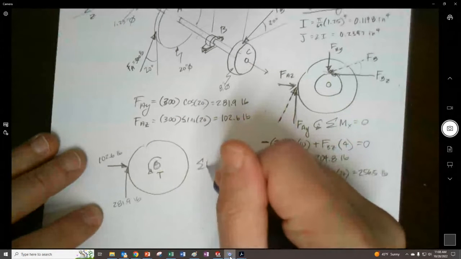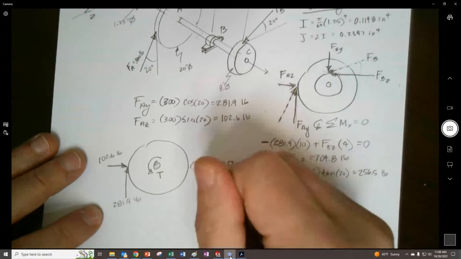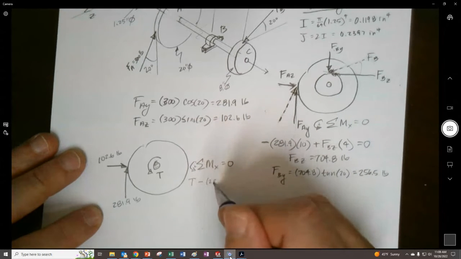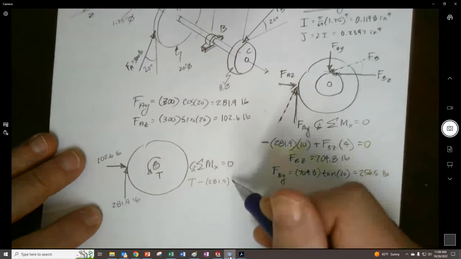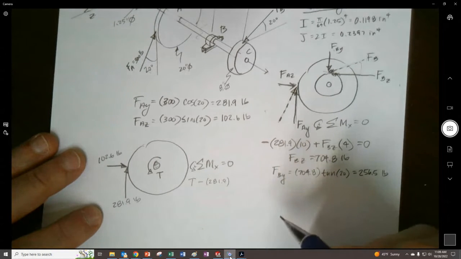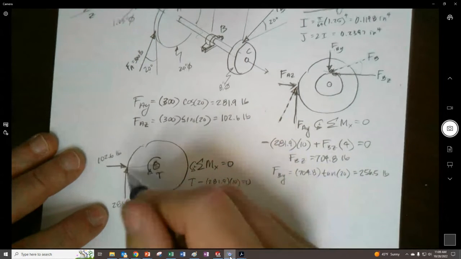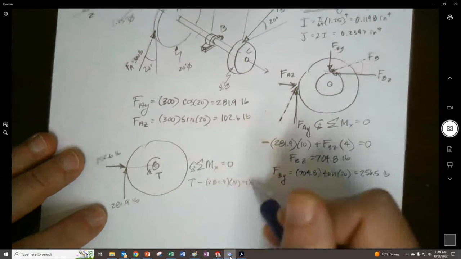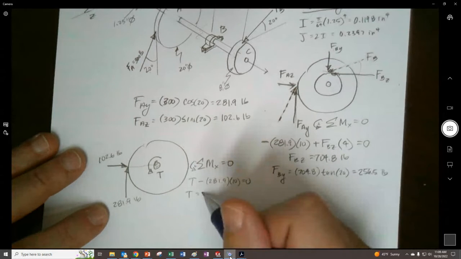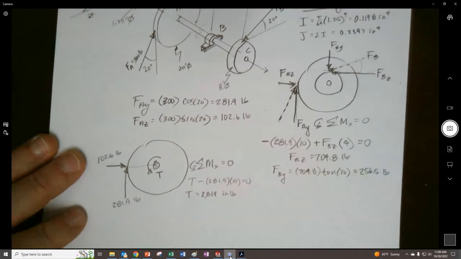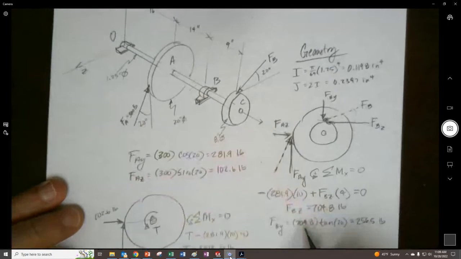So summation of moments about the x again is going to reveal that we have a torque minus 281.9 times, did I do that incorrectly? No, it's going to be times 10 again, right? Because it's just the radius of this. It's equal to 0, so the torque is going to be 2,819 inch-pounds. So now we're prepared to approach the bending portion of this.